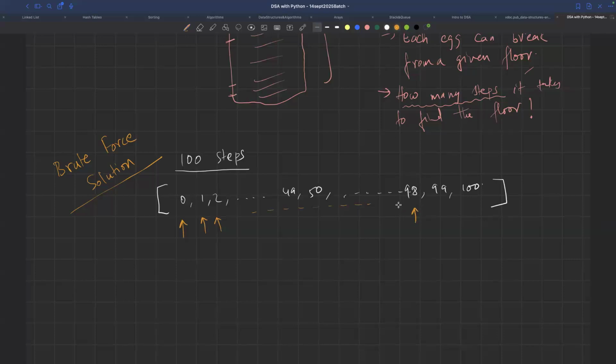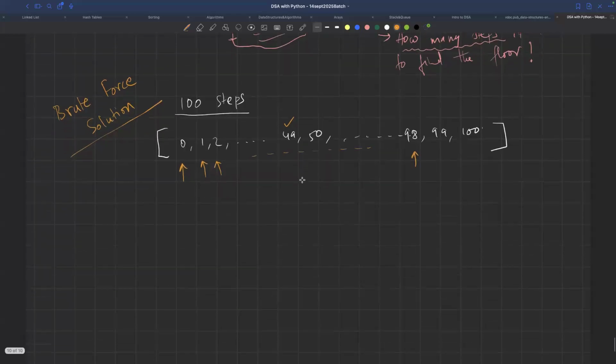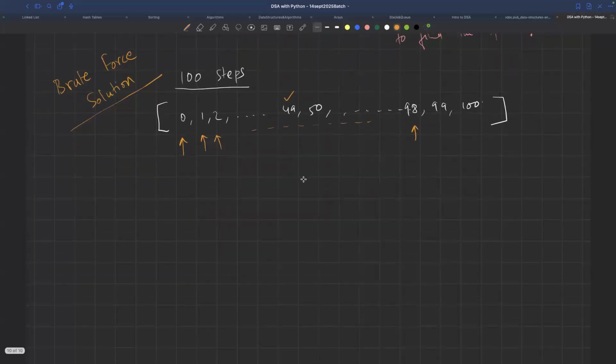So if the egg is breaking on the 98th floor, then I am taking 98 steps. If it is breaking on the 49th floor, then I will take 49 steps. Worst case, I will take 100 steps. Definitely within 100 steps, I will be able to find out. Does everyone agree? If there are 100 floors, it took me 100 steps. If there were 500 floors, it would have taken me 500 steps. If there were 1 million floors, it would have taken me 1 million steps. So that is an O of n solution.